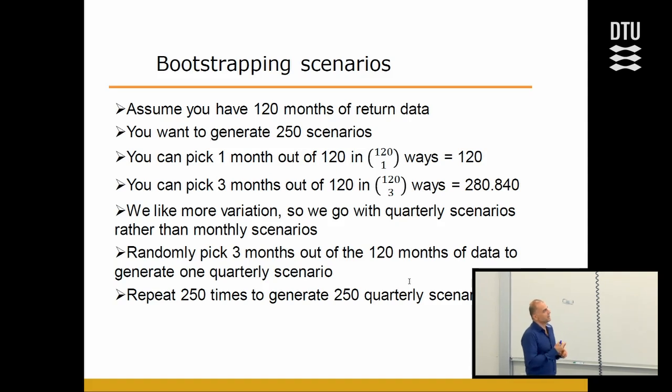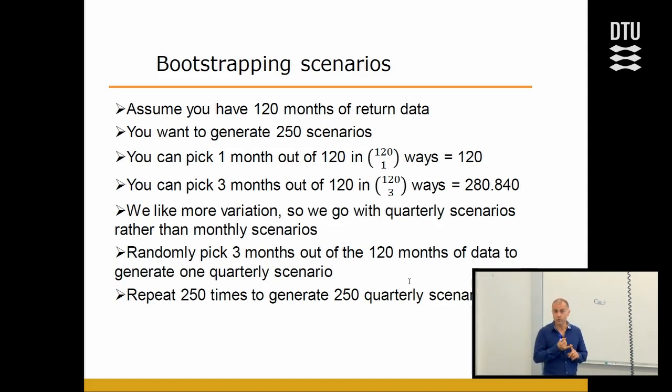But if I change the problem from generating 250 monthly scenarios to 250 quarterly scenarios, where a quarter is made up of 3 randomly chosen months, I'm going to bootstrap a future quarter based on 3 randomly picked months of the last 120 months.